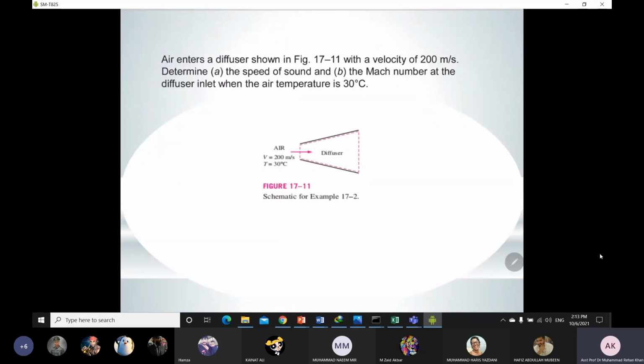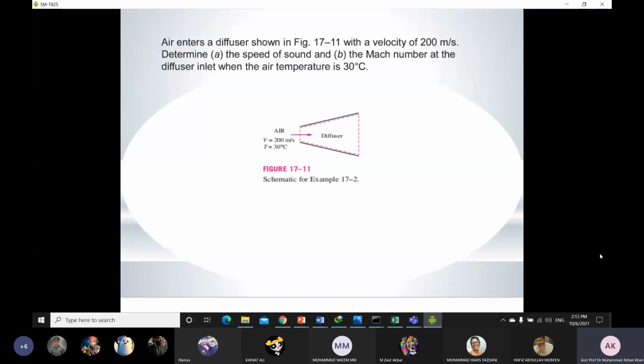Okay, so here there is an example which is related to the speed of sound. This is example 17-2 from your book. 17-1 we will discuss in the coming slides. So first you have to read the statement.